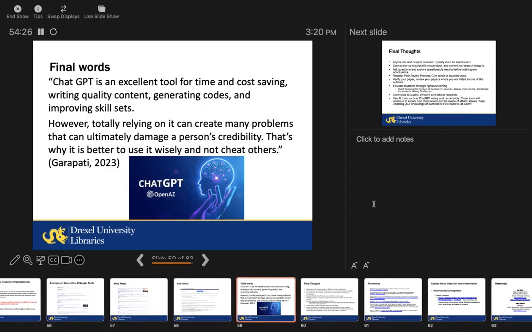Final words. Excellent tool for time and cost saving, writing quality content, generating code, improving skill sets. Totally relying on it can create many problems and ultimately can damage a person's credibility. That is why it's better to use it wisely and not cheat others. And that was another 2023 paper. Let's go to the next.